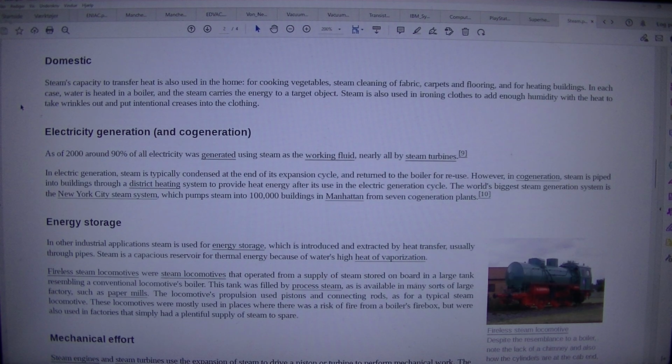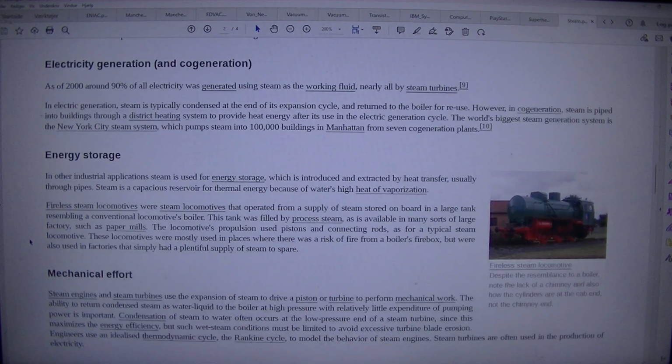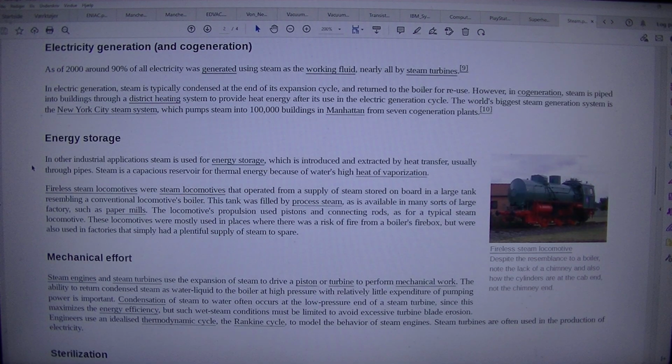Electricity generation and cogeneration. As of 2000, around 90% of all electricity was generated using steam as the working fluid, nearly all by steam turbines. In electric generation, steam is typically condensed at the end of its expansion cycle, and returned to the boiler for reuse.